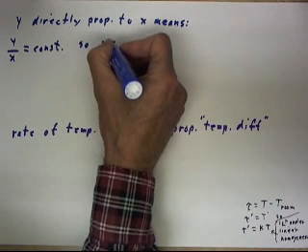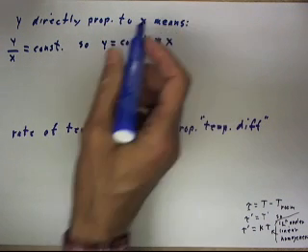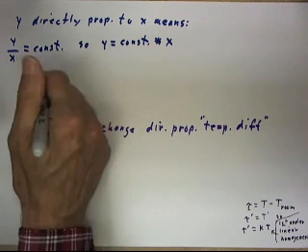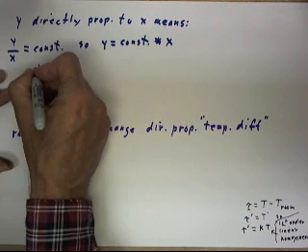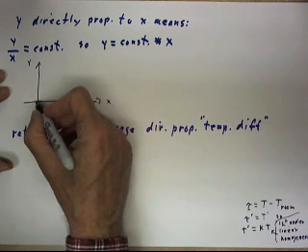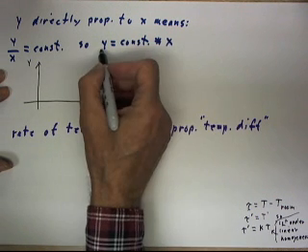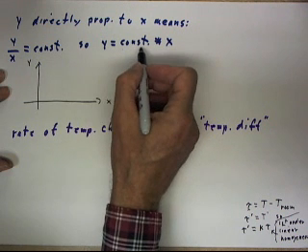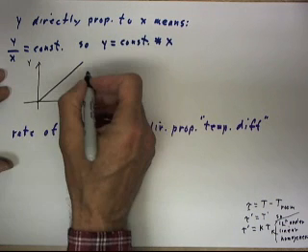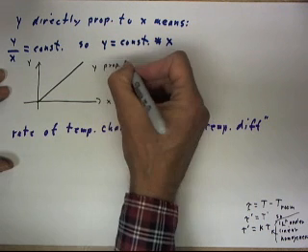So y is some constant multiple of x. If we were to draw a graph of y versus x, this would mean that y is a constant times x. When x equals 0, that would make y equal 0. And this constant means that this graph is going to have a constant slope. So this is a graph of the situation y is proportional to x.